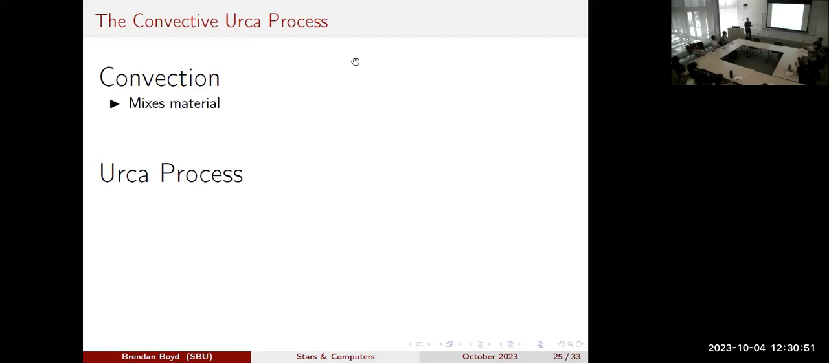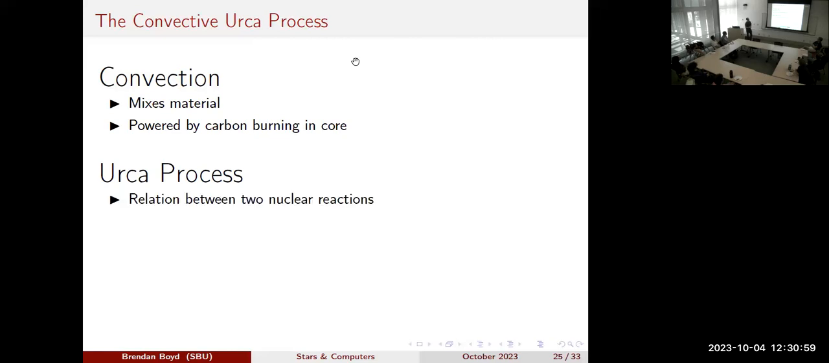I've been talking about convection a lot. It's kind of mixing materials. It's powered by the carbon burning in the core, all that good stuff. Now the Urca process is kind of a new thing. This is a relationship between two nuclear reactions that pair two different nuclei, two different isotopes.